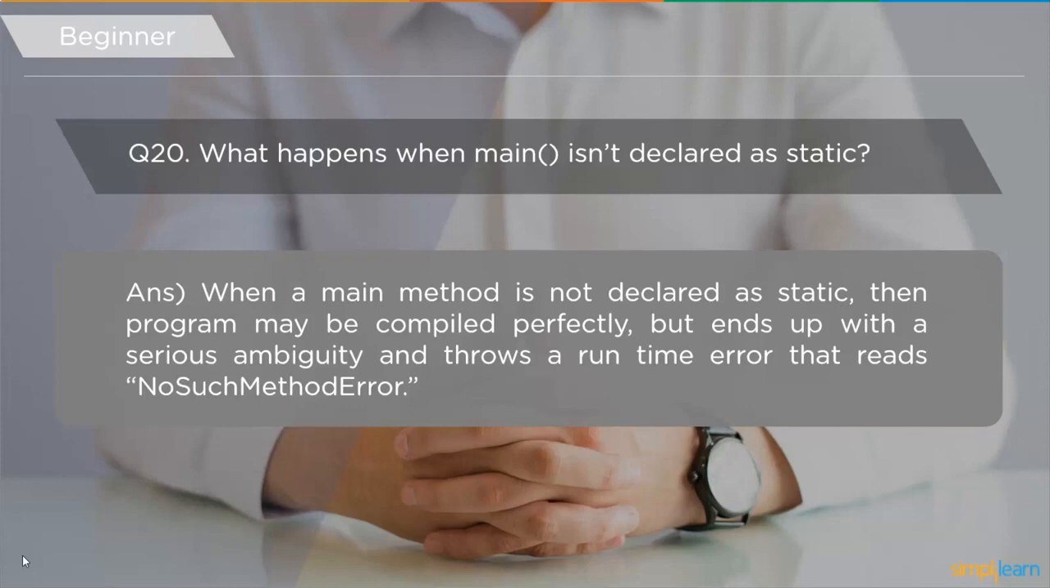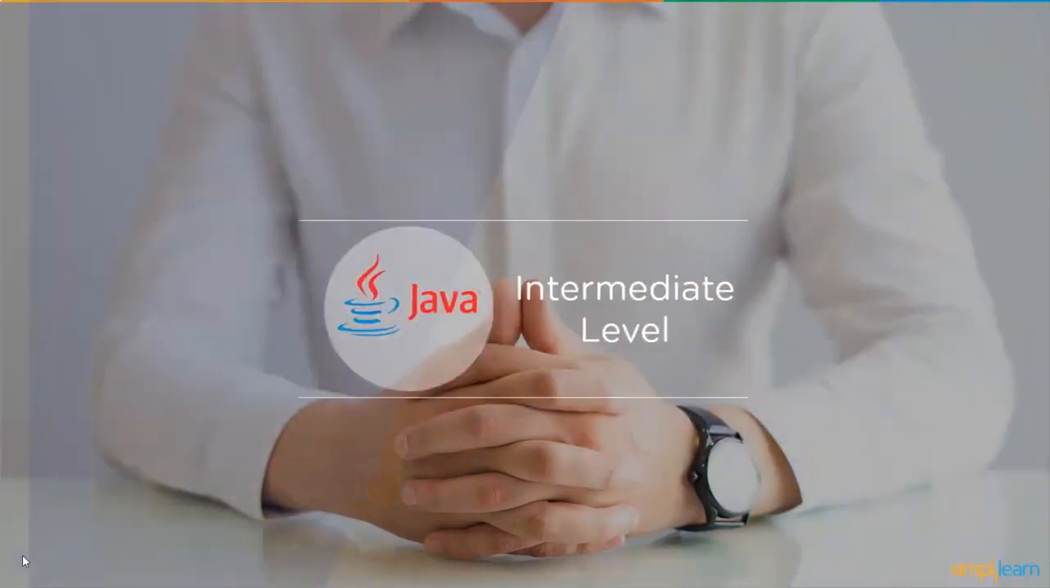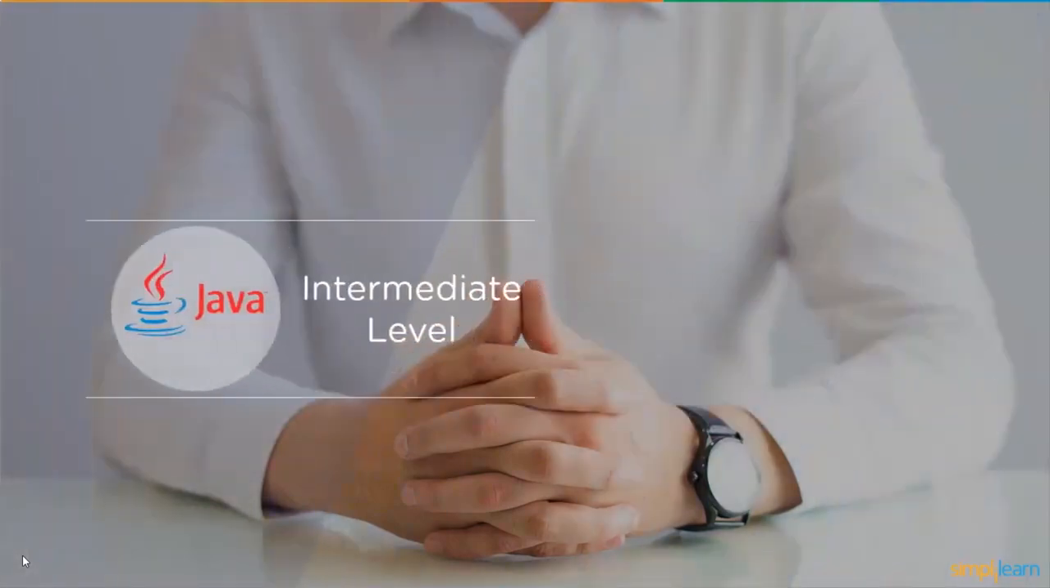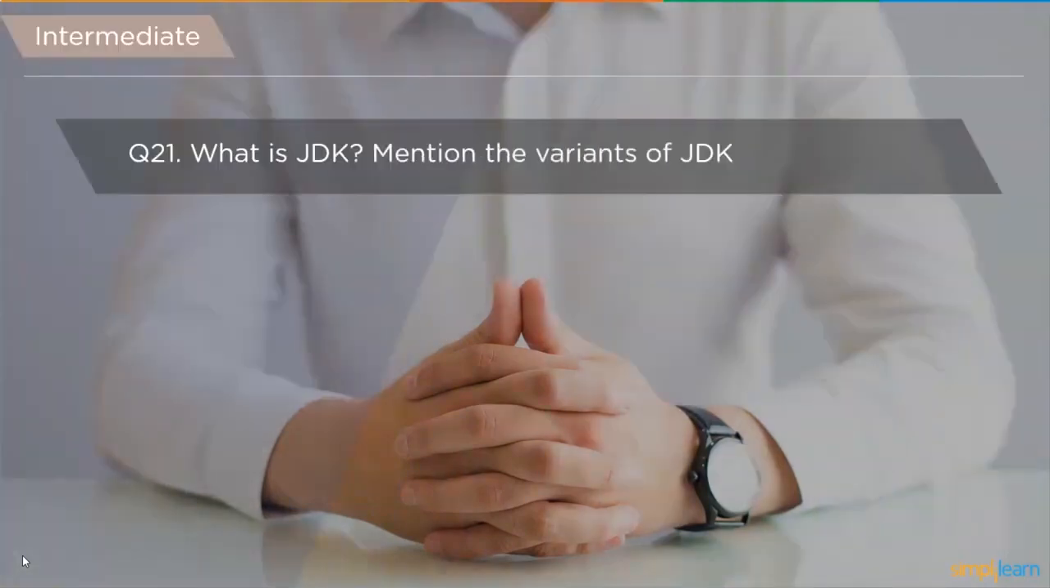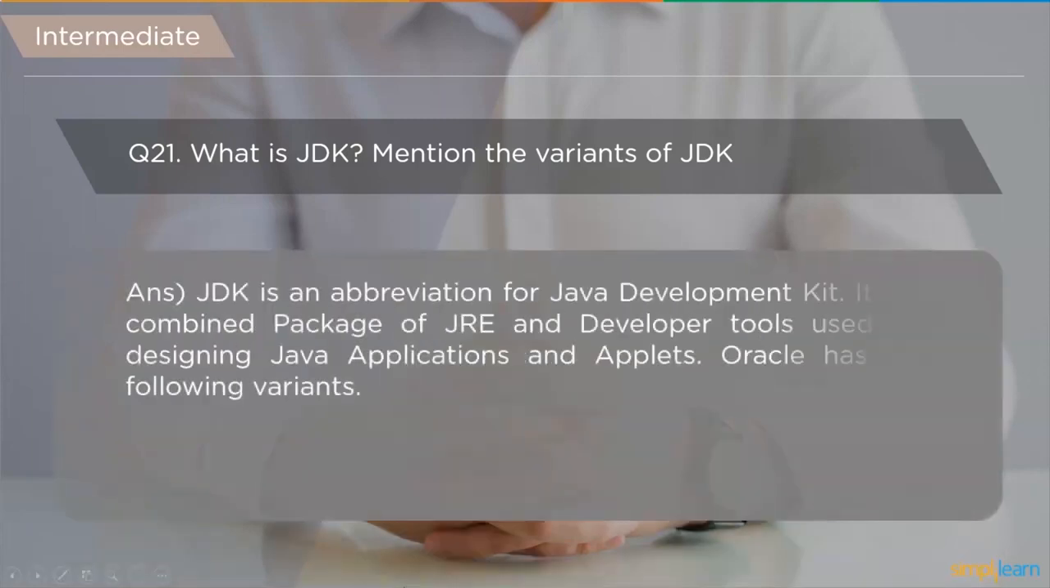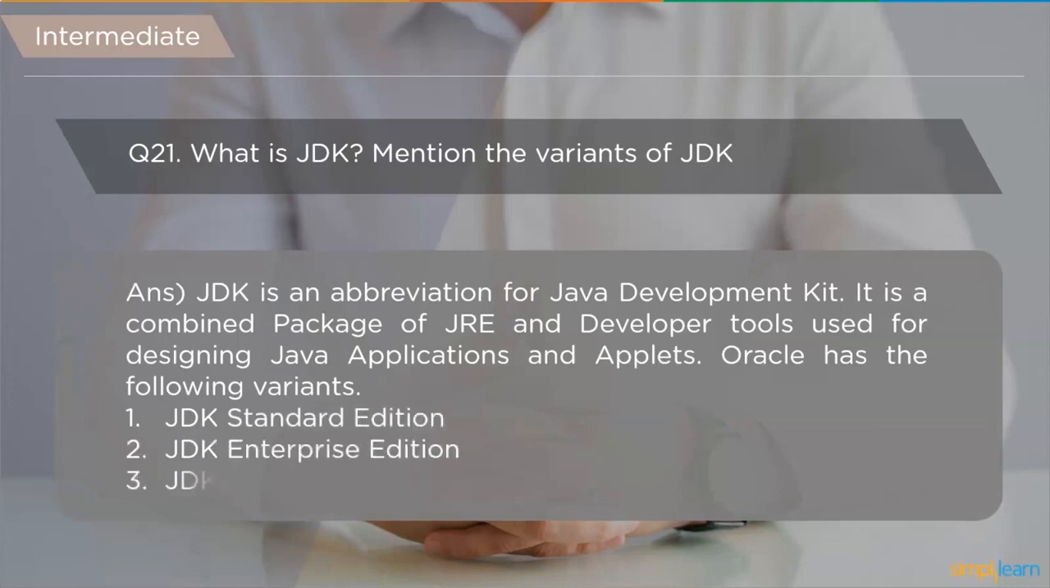Followed by the beginners segment, we have the next segment, that is the intermediate level segment. The first question in the intermediate level is: what is JDK, and mention the variants of JDK. JDK is basically an abbreviation for Java Development Kit. This is a combined package of JRE, the Java Runtime Environment, and developer tools used for designing Java applications and applets. Oracle has the following variants for Java Development Kit.